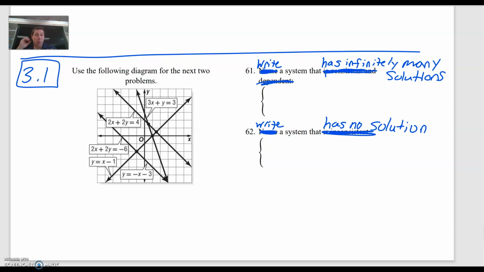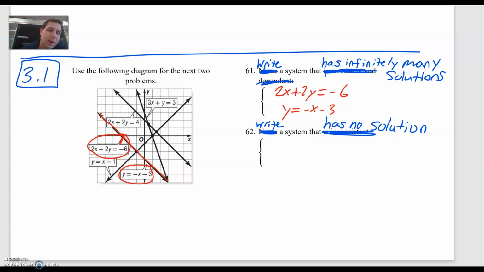This one we went over in class, but I just want to go over it one more time. This is asking you to create a system that has infinitely many solutions, or in other words, it's the exact same line. If I look here, I notice that this equation and this equation are attached to the same line. You see how they're pointing at the same line? So if I literally write what you see, those two equations exactly as they're presented to you, that would be a system that, if you solved, you get infinitely many solutions because they're the exact same line. So those two equations would give you infinitely many.